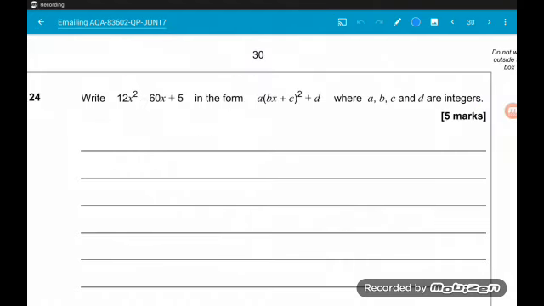Okay, question 24, the big finale. We want to write 12x squared minus 60x plus 5 in the form a lots of (bx plus c) all squared plus d. So that is completed square form, and we need a, b, c and d all to be integers. Good times. So probably a good idea to arm yourself with a calculator for this one.